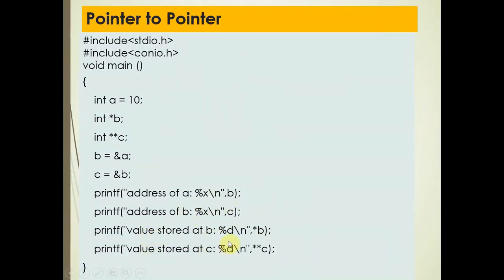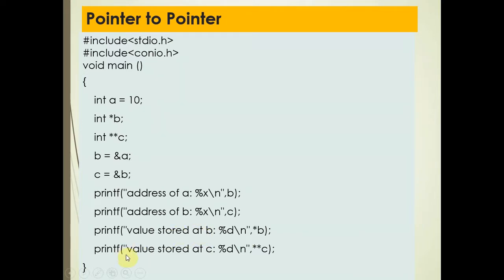And the next statement, value stored at b. I told you earlier, asterisk b means the value at b, meaning the address b contains is of another variable, and its value. Here b holds the address of a. So with the help of this statement, it will print the value of a, 10, because b contains the address of a.